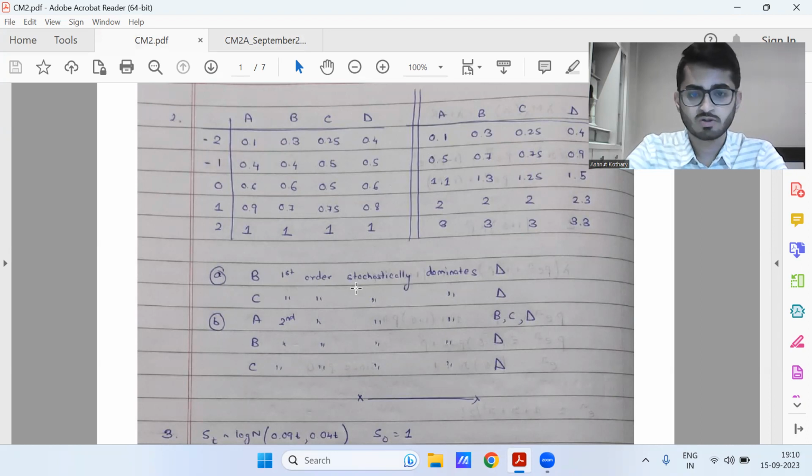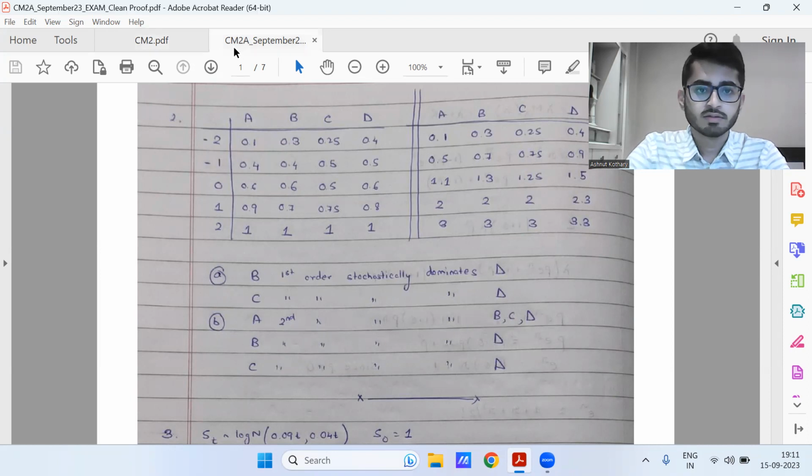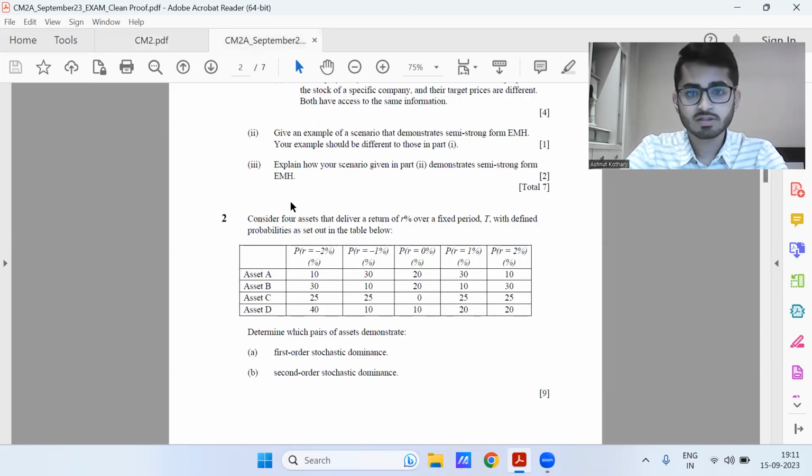B and C are first-order stochastically dominating D. Then A is second-order stochastically dominating B, C, and D. And B and C individually are also dominating D. Most of them have got this question right.